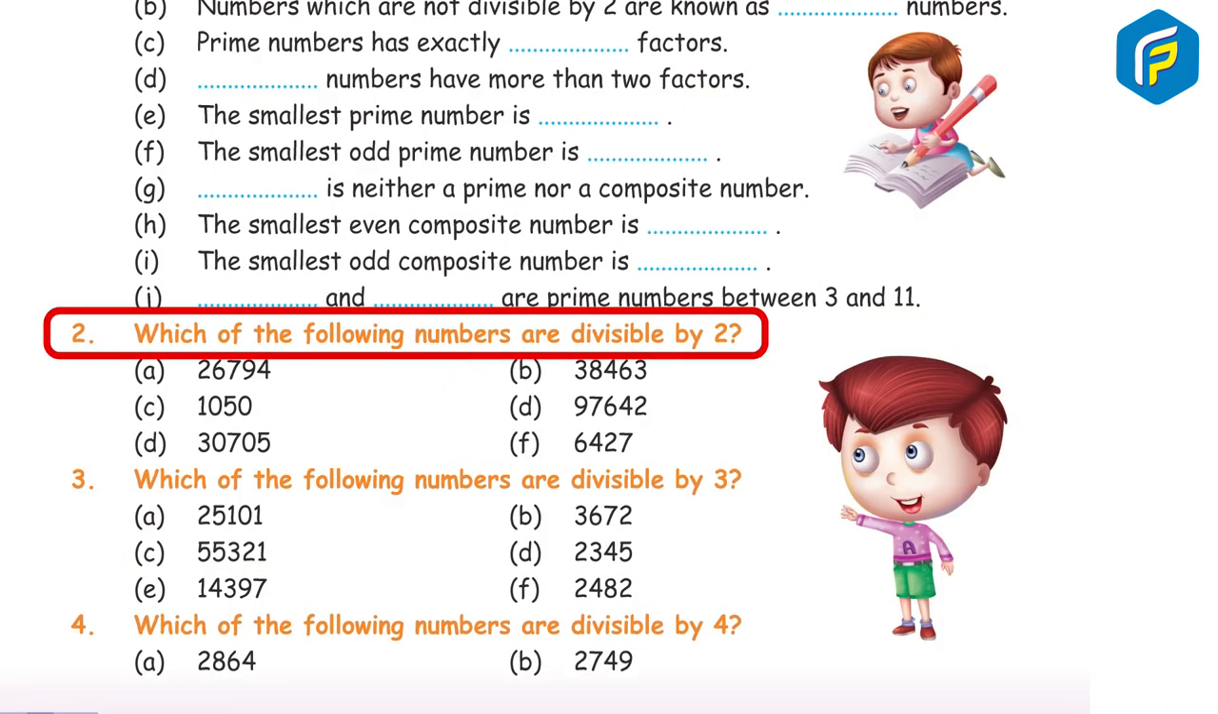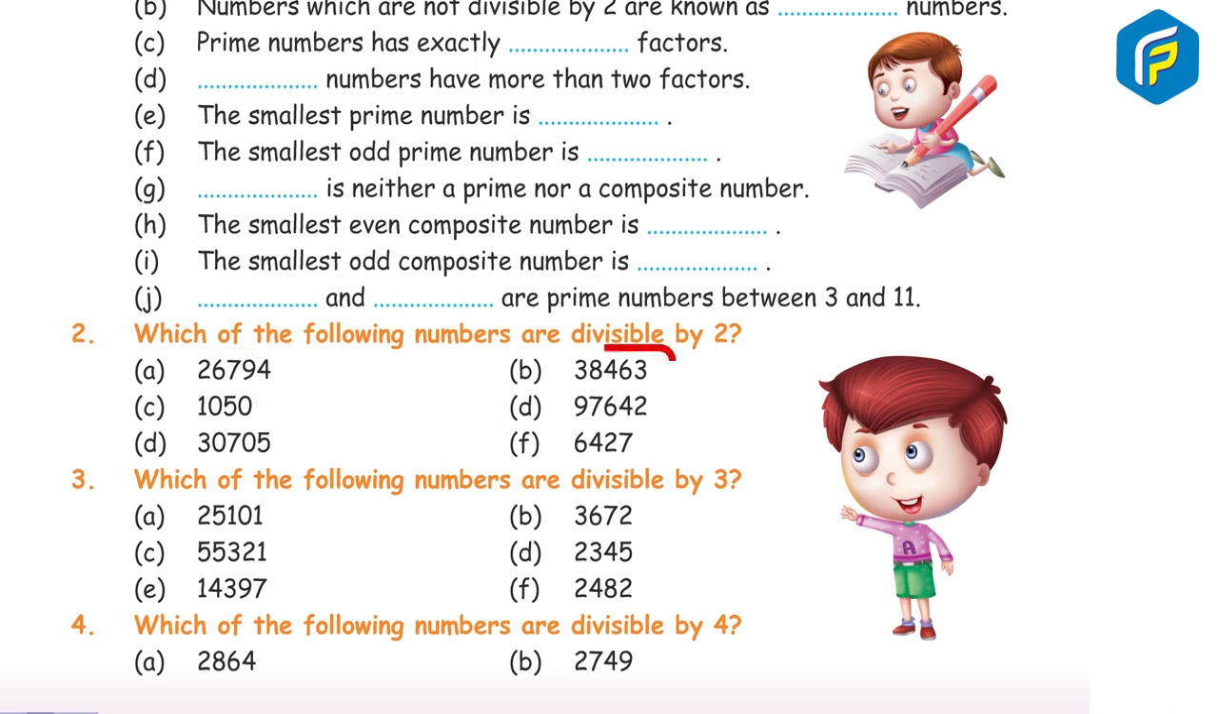Question 2. Which of the following numbers are divisible by 2? A. 26794. B. 38463. C. 1050. D. 97642.